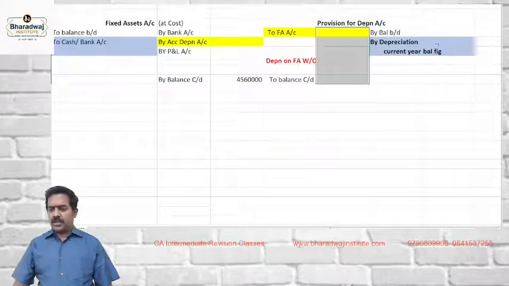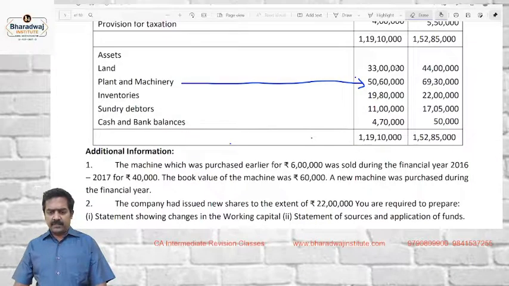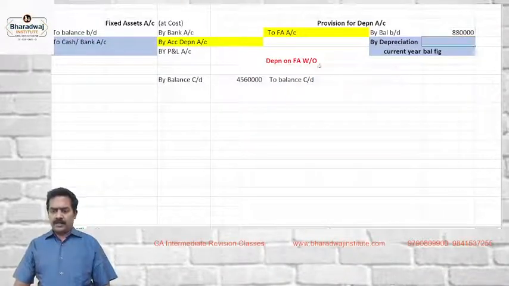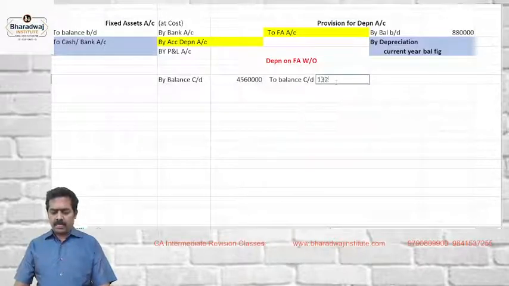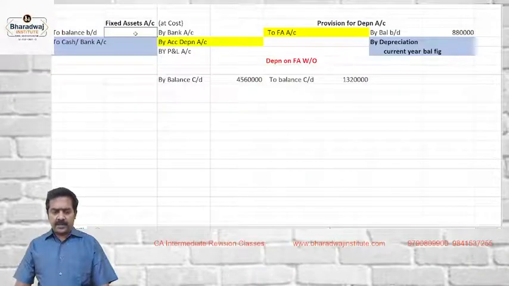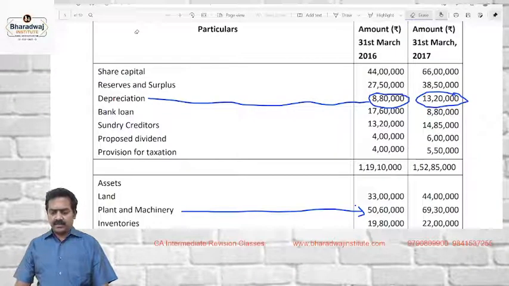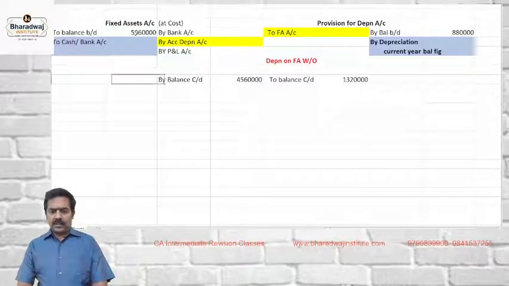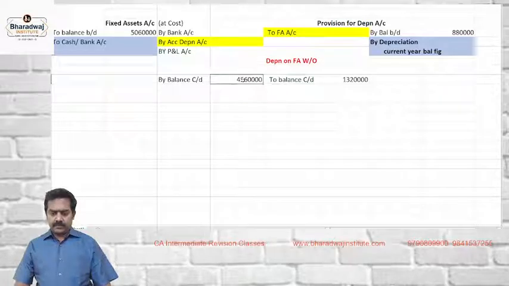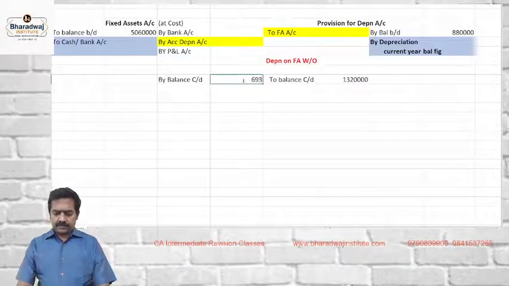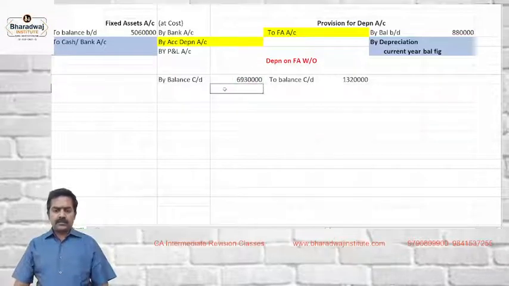Tell me the depreciation opening balance, by balance brought on, how much is given? 8,80,000. Closing balance? 13,20,000. Fixed assets, opening balance, that is plant and machinery. 50 lakh, 60,000. Closing balance? 69 lakh.